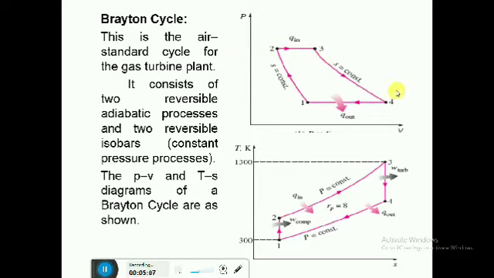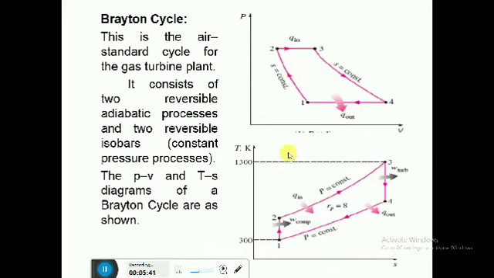Next, 3 to 4 is an expansion process where work is done. Here it is a constant entropy process. You see the straight line, 3 to 4 is constant entropy. You can see in 3 to 4 the pressure changes. Whenever pressure changes, obviously there is either a compression or an expansion. Here 3 to 4 is along the positive axis, that's why it is work done. Here 1 to 2 is in the opposite direction, the pressure is getting reduced from 1 to 2, so it is a compression.